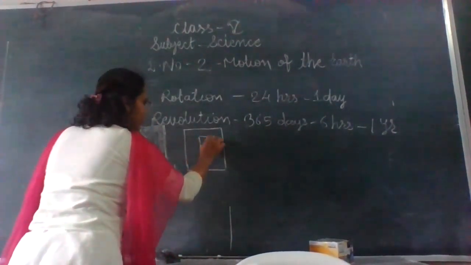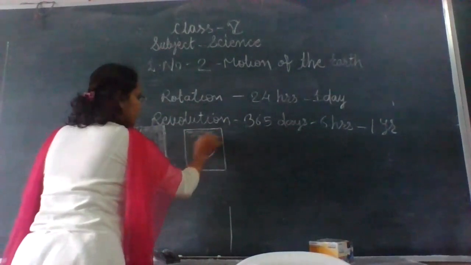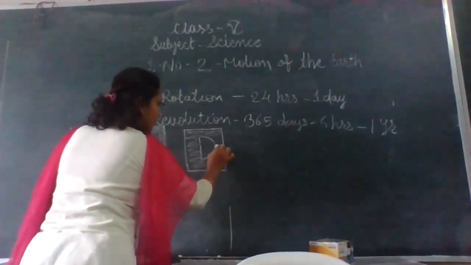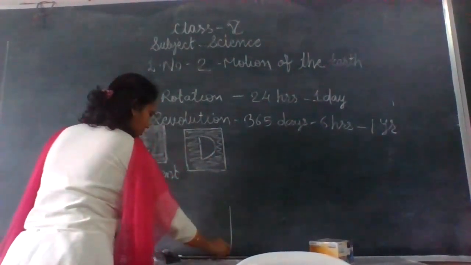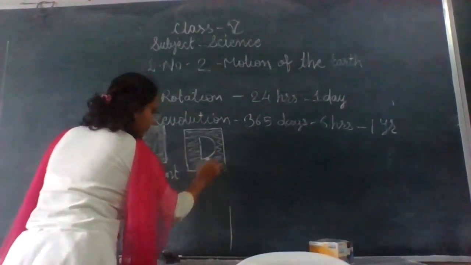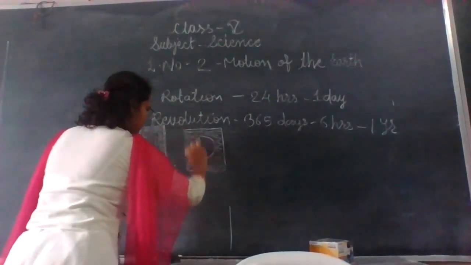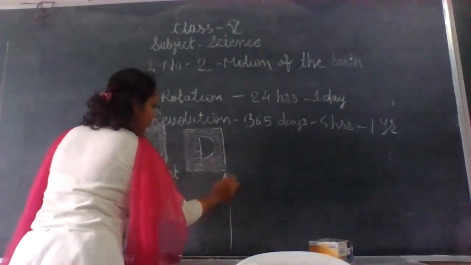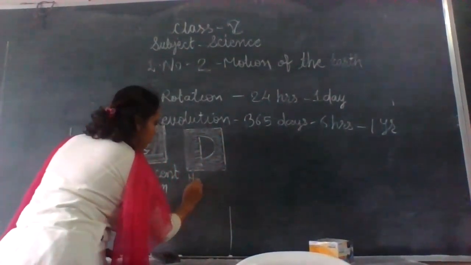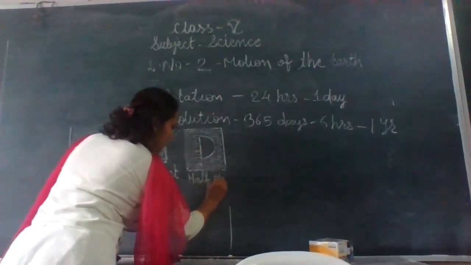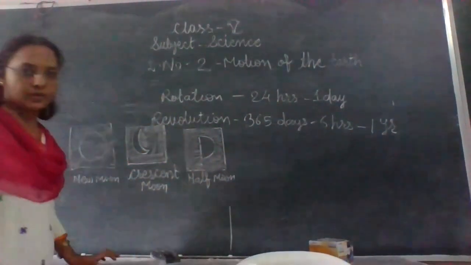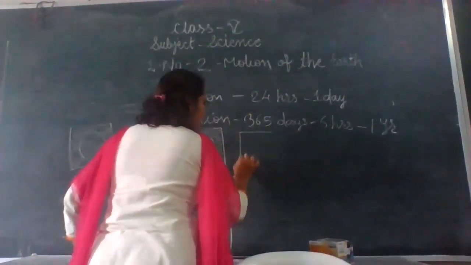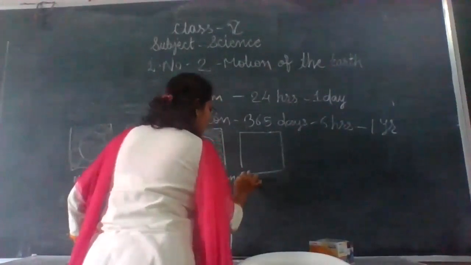Then the third phase, that is the half moon. Okay. And this portion is in the dark. This is the half moon. Then we see the 3/4 portion in the light.